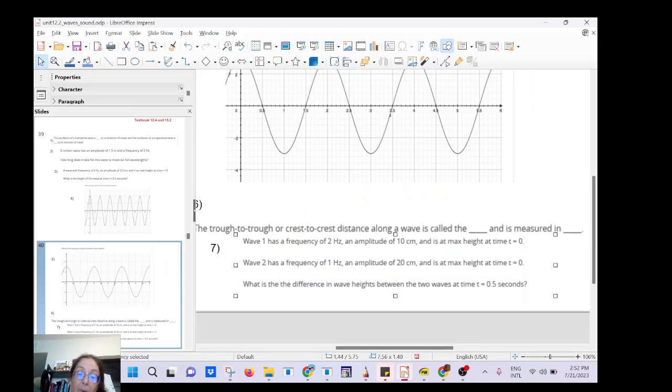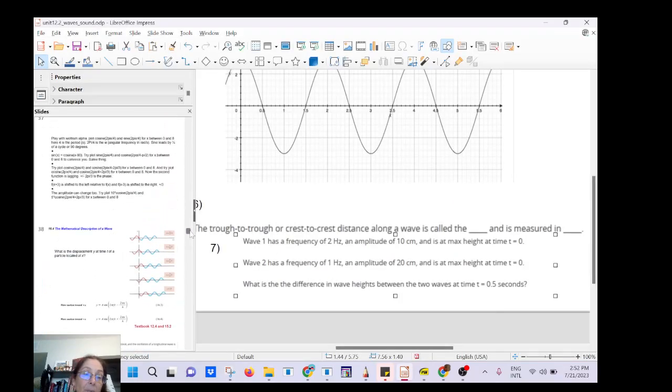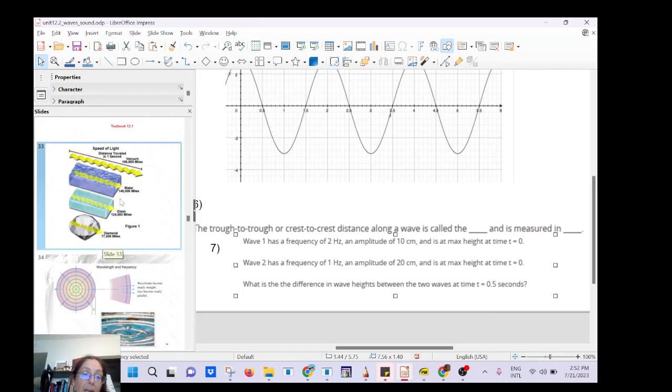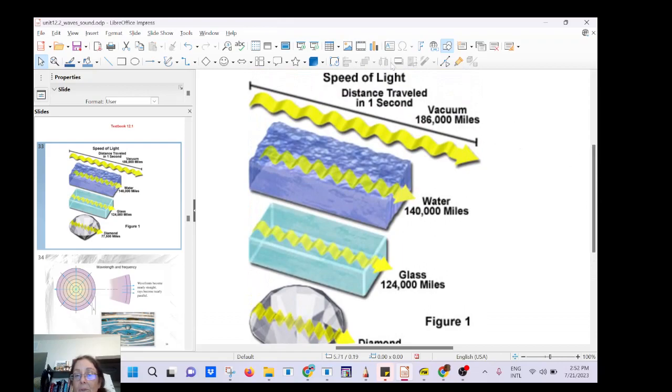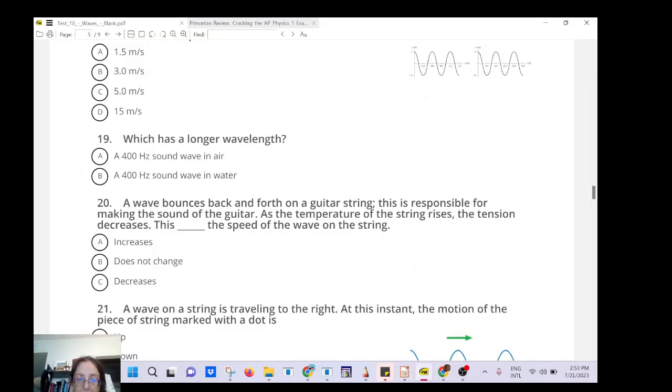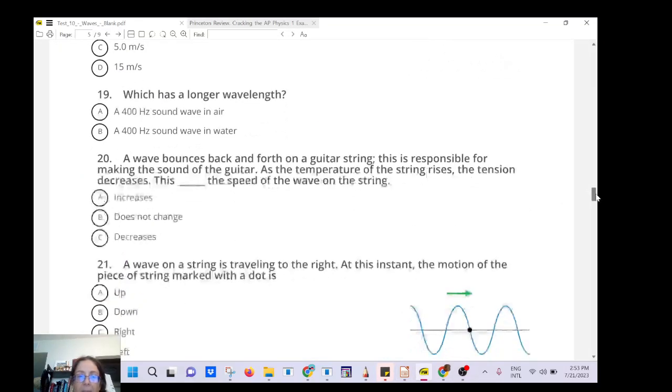Remember, why do they ask this question? Because if you look at light, it's the opposite. Light has a constant frequency that cannot change. So if the speed decreases, in water the speed will be smaller, and that means the wavelength will be smaller. So it has the opposite behavior. That's why it's kind of tricky. That's all.